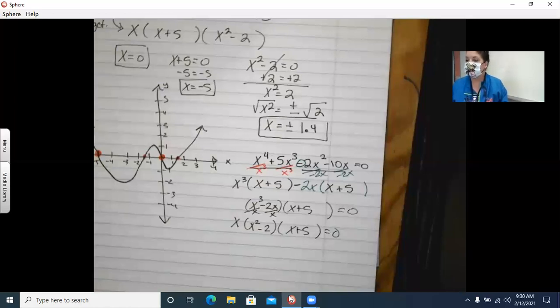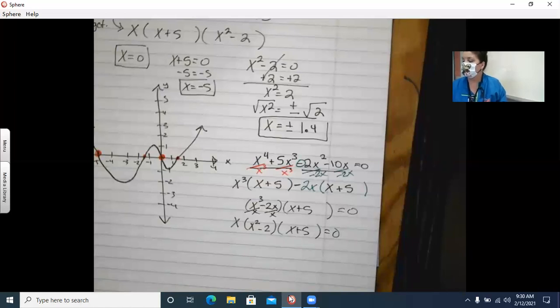So on your assignment today, all problems will be either like this one, where your highest degree is 4, or like the first one, where your highest degree is 3. We're doing factor by grouping on all of them. I'm giving you like 4 problems. Okay, that's it. You have to show me your math.